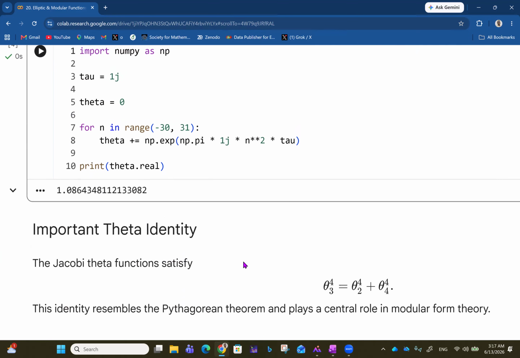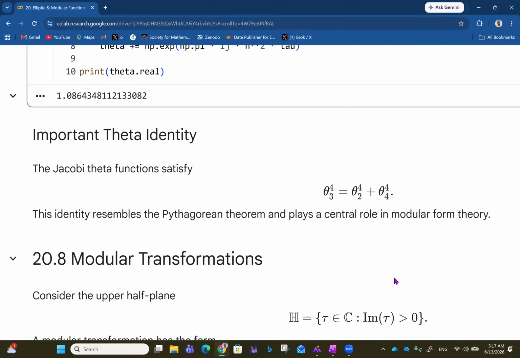Then we also have the important theta identity. The Jacobi theta function satisfies theta sub 3 to the power 4 equals theta sub 2 to the power 4 plus theta sub 4 to the power 4. This identity resembles the Pythagorean theorem and plays a central role in modular form theory. Okay, that's an important theta identity.